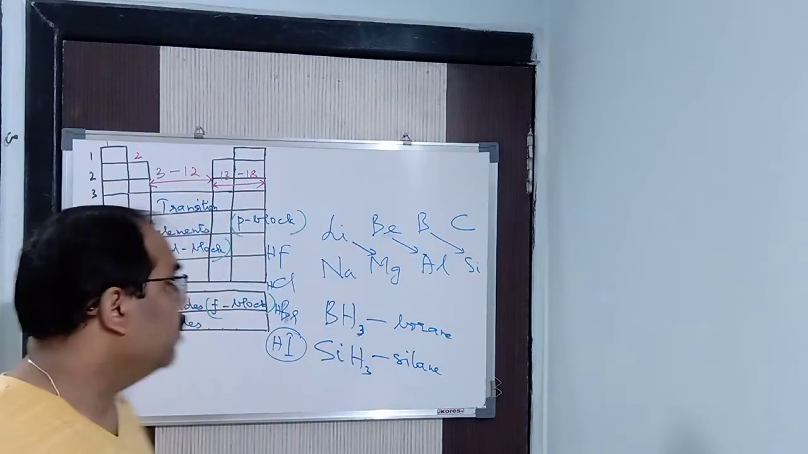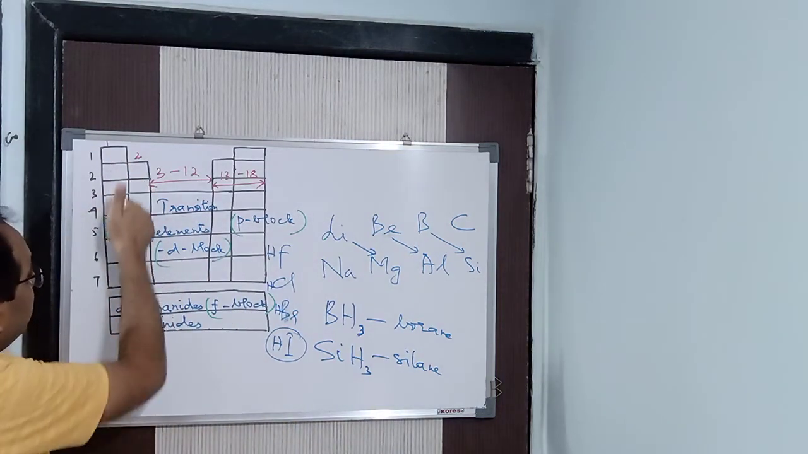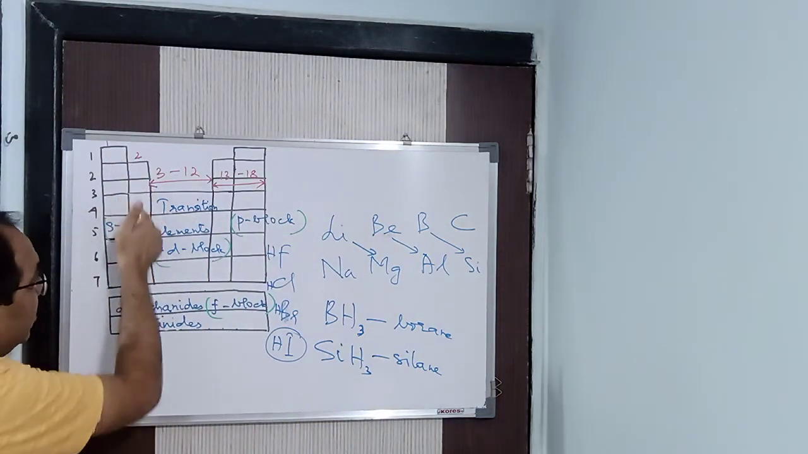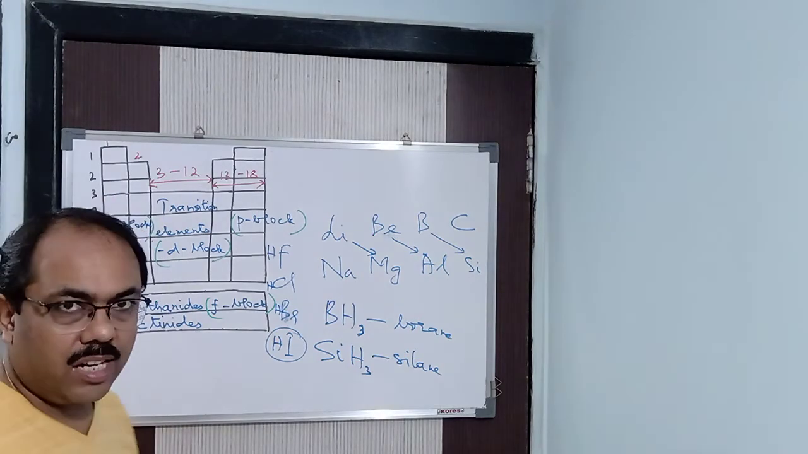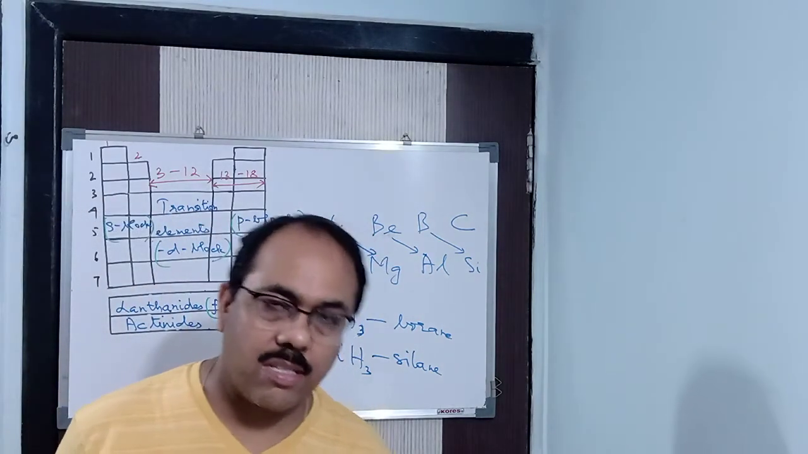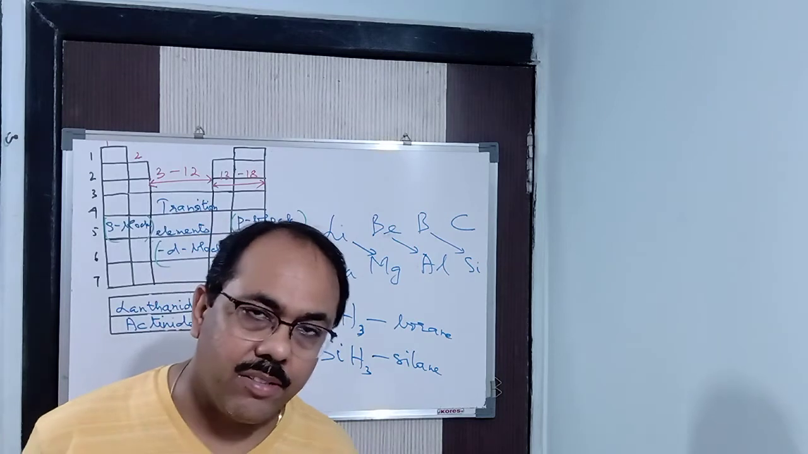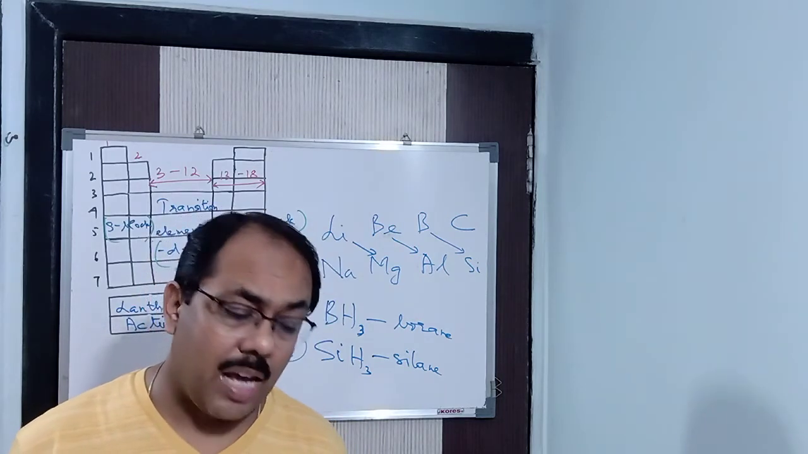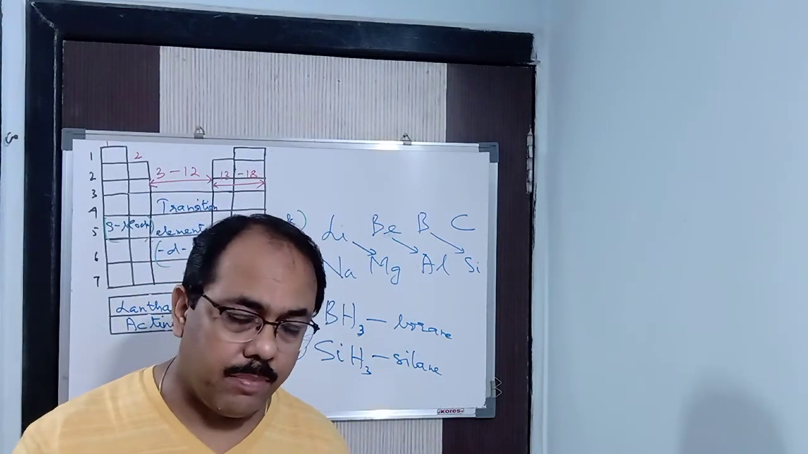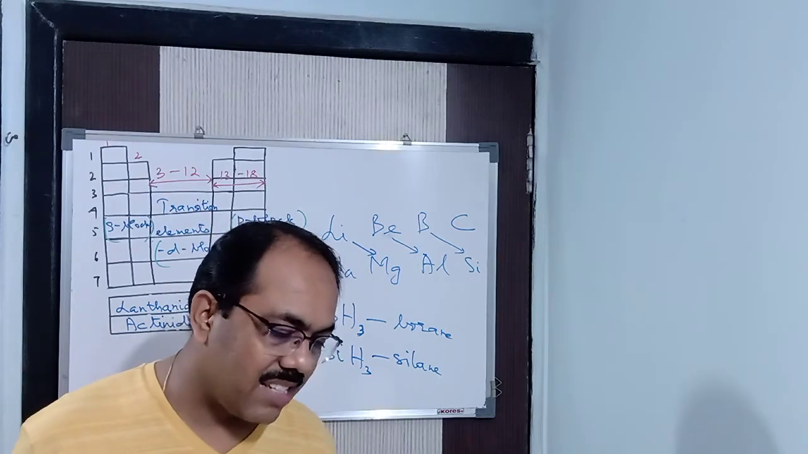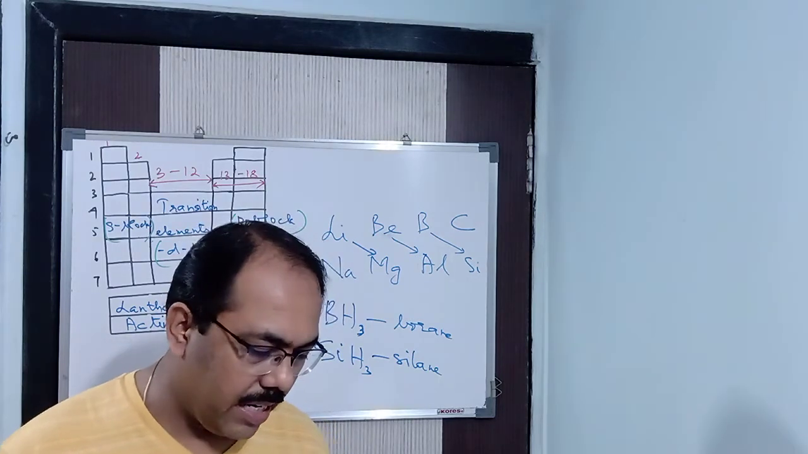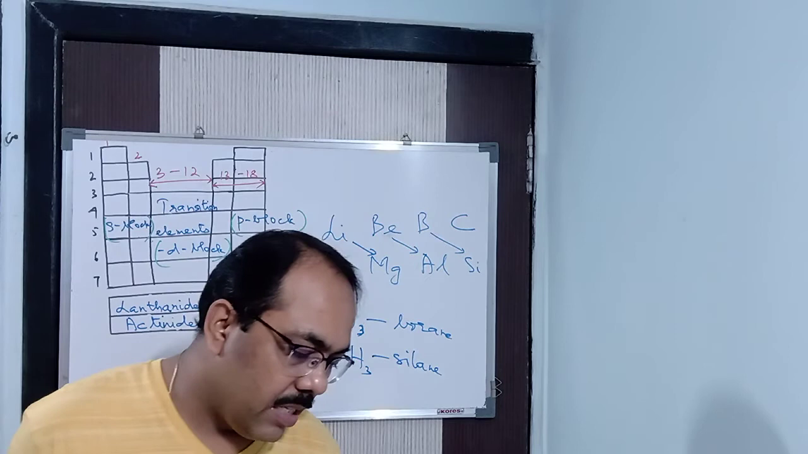Nuclear charge remains the same. Here the number of electrons in the outermost shell is 1, here it is 2. So the nuclear charge remains the same. The basic character increases in case of group 1 and 2, and the acidic character decreases because metallic character increases and non-metallic character decreases.